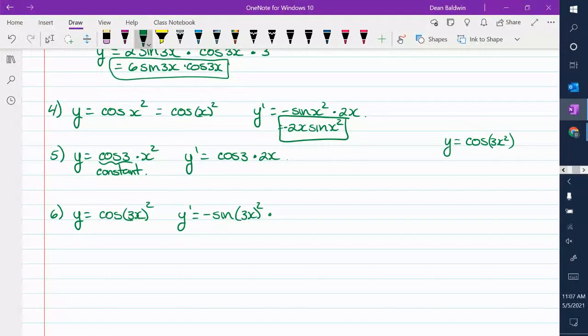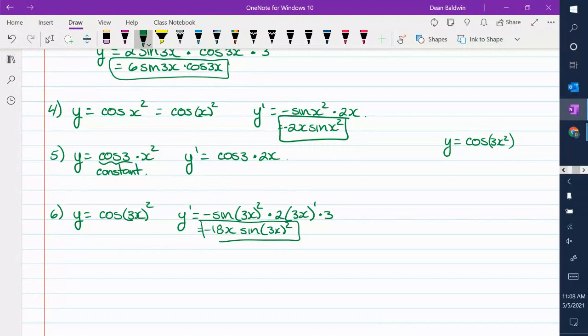Okay, so the 2 falls down, right? And I get 2 times 3x to the power of 1. I'm not done yet. Oh, times the inside derivative. What's the derivative of 3x? 3. So then you can go 3 times 3 is 9, times 2 is 18, times the negative. Oh, where's the x? Yeah. Negative 18x sine of 3x all squared.